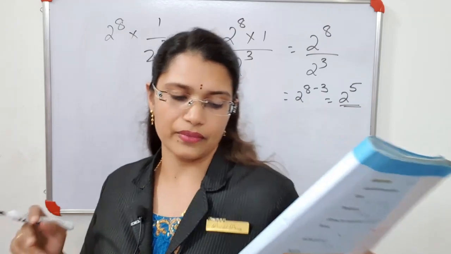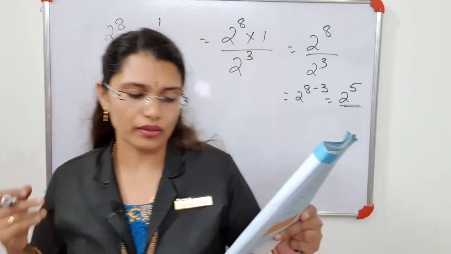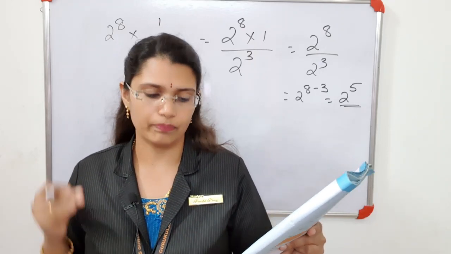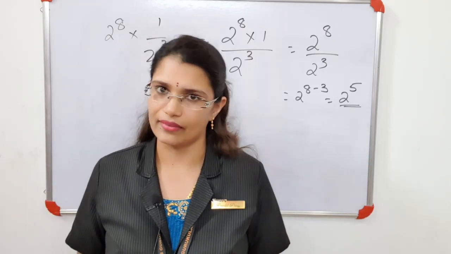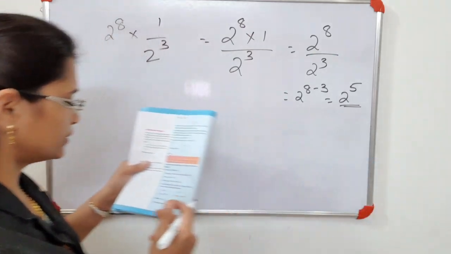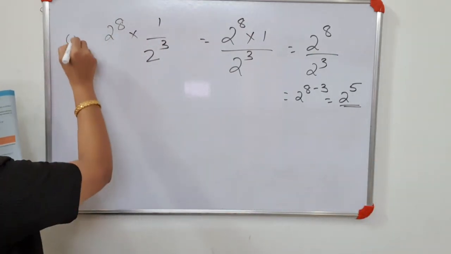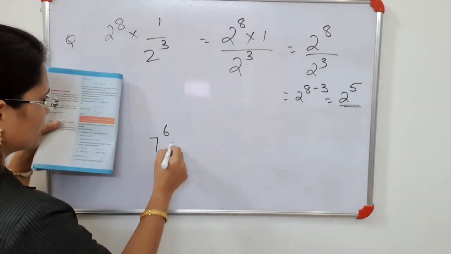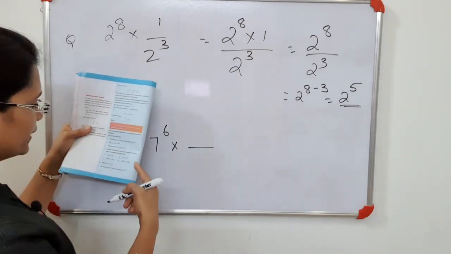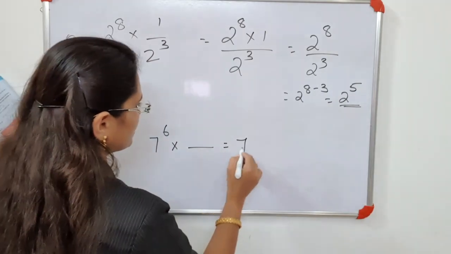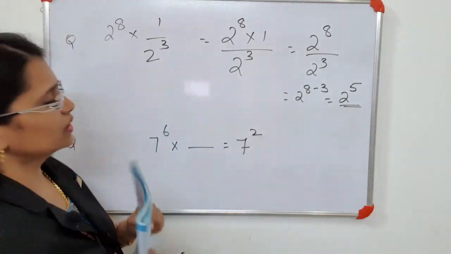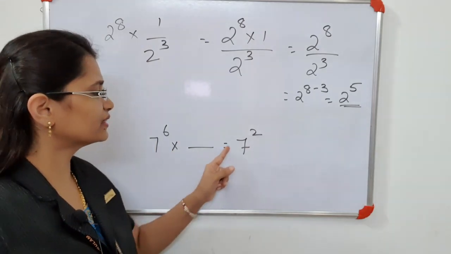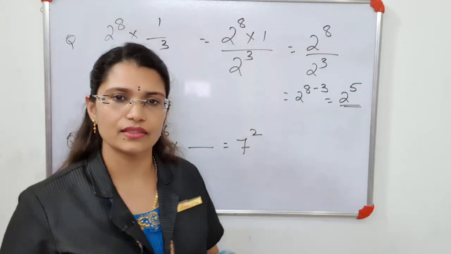Then next question: by what should 7 raised to 6 be multiplied to get 7 square? Children, how can you do this? 7 raised to 6 into dash is equal to 7 square.